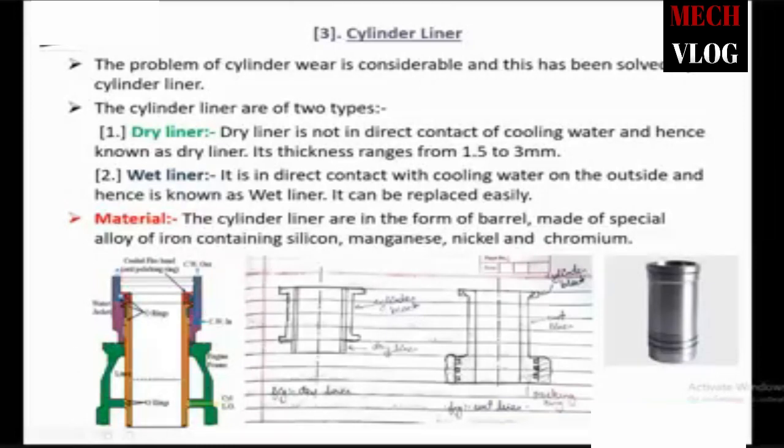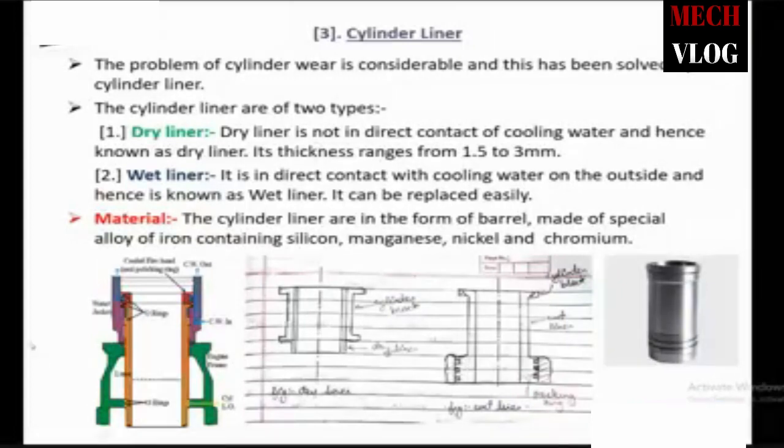There you can see the water cooling jackets for the liberation of heat, because when the piston is moving, it produces intense heat. This can be reduced by water cooling jackets. The dry liner is not in direct contact with the cooling water, so it is called a dry liner. The thickness of the dry liner ranges from 1.5 to 3 millimeters.